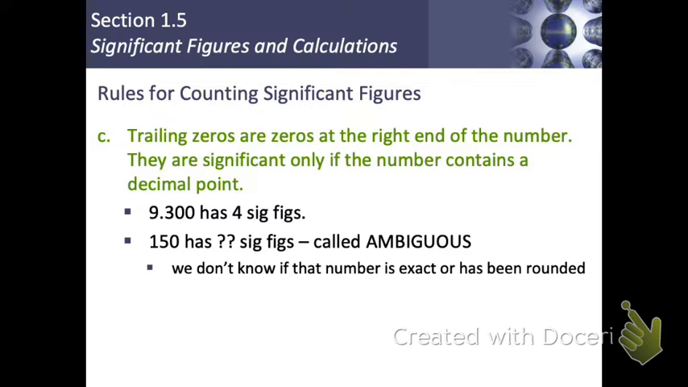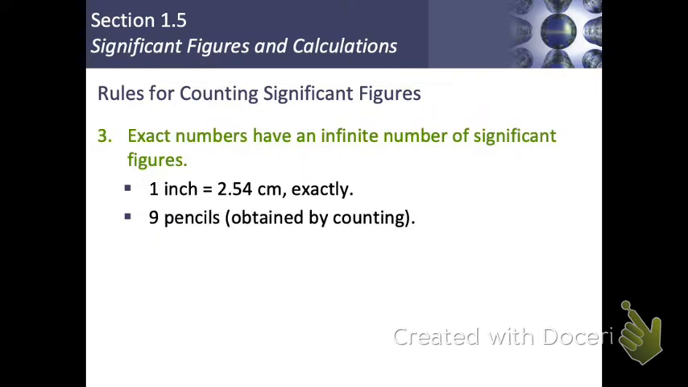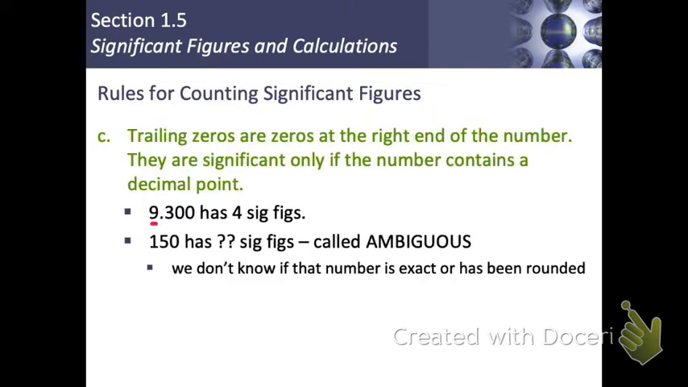This number right here, I read those digits and I estimated that one. I think it's exactly on 0.30, right? I read those digits and I estimated that one. So I think it's exactly that. So those are all significant. 1, 2, 3, 4. Okay, all significant there, because I think those are exactly 9.30.